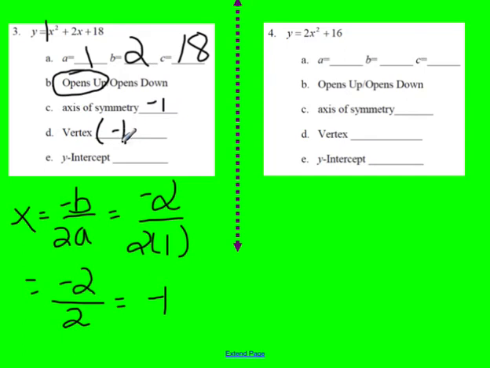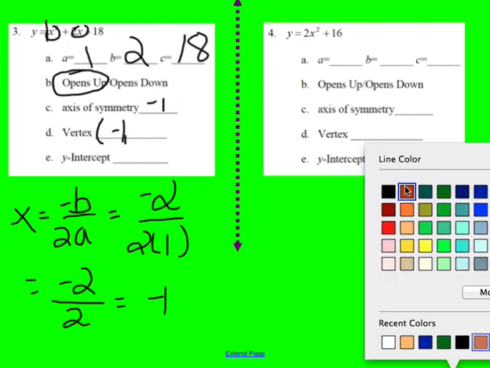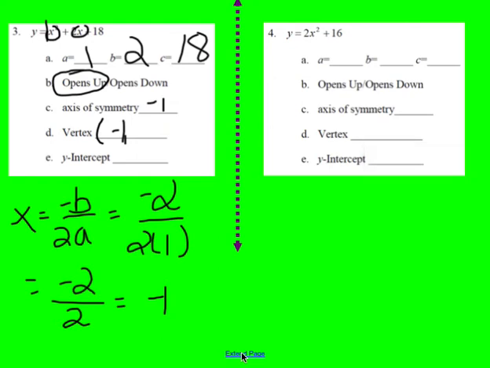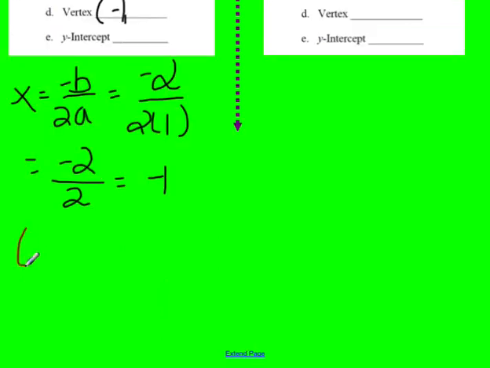Now we need to find the y-coordinate. So wherever I see an x, I'm going to plug in a -1. So I'm going to take every x out and plug in a -1 instead. So I have -1 squared plus 2 times -1 plus 18. Again, you want to plug that exactly as it's written into your calculator using parentheses and everything. You should be trying that on your own with me to make sure that you're doing it right.